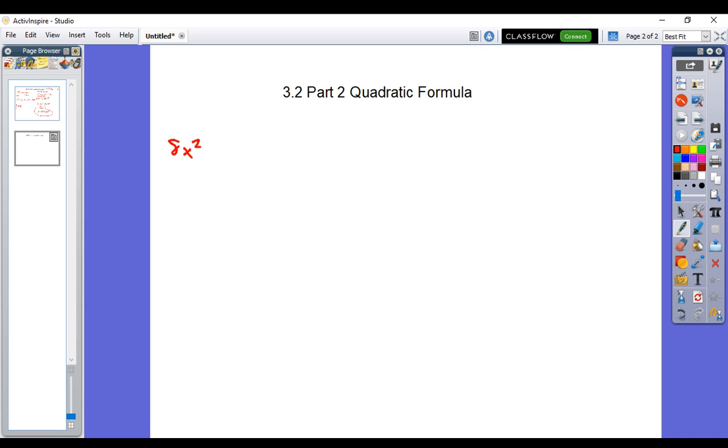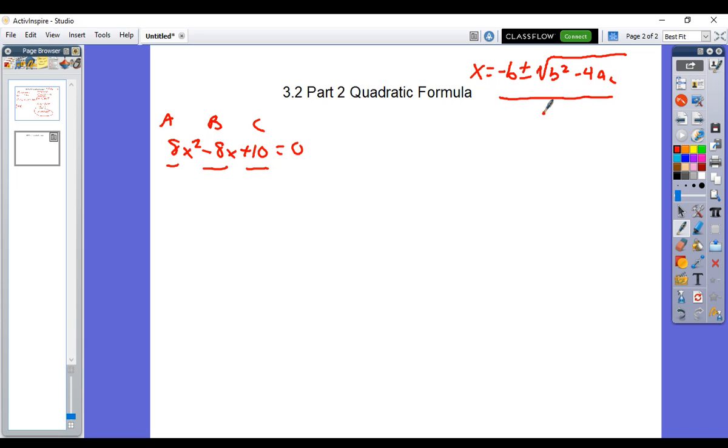8x squared minus 8x plus 10 equals 0. So 8 is A, negative 8 is B, and then positive 10 is C. So again, our equation, x equals negative b plus or minus the square root of b squared minus 4ac all over 2a. Perfect. Let's just substitute these numbers.